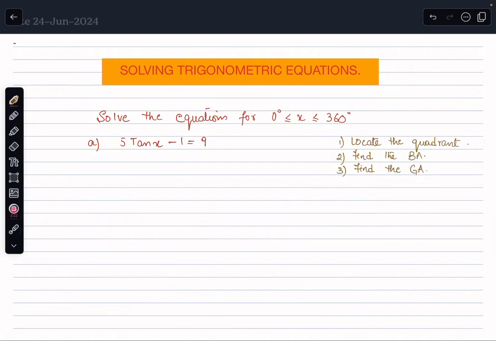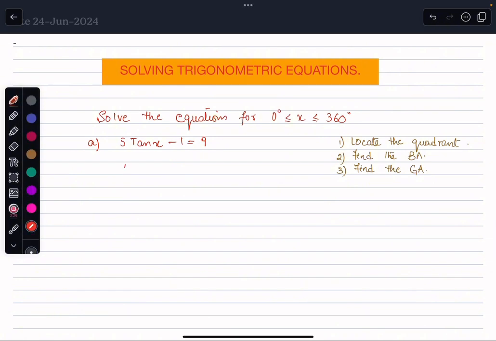To start solving the question, I can solve for tan of x. For that I can say 5 tan of x equals 9 plus 1, or 5 tan of x equals 10, or tan of x equals 10 by 5, which equals 2. So I need to solve tan of x, which shall be equal to a positive 2.